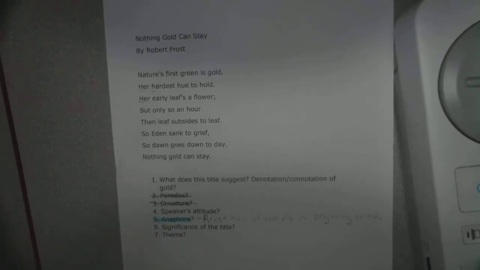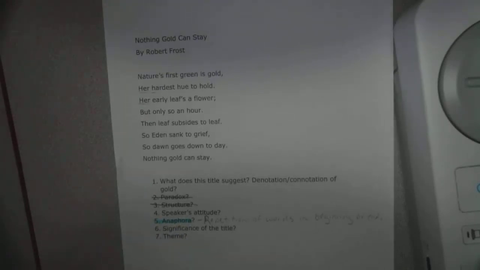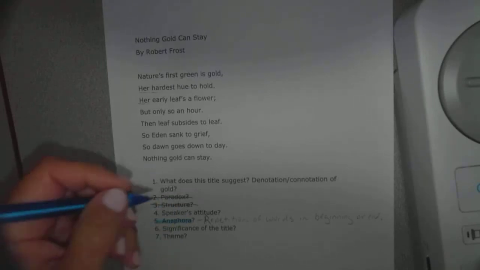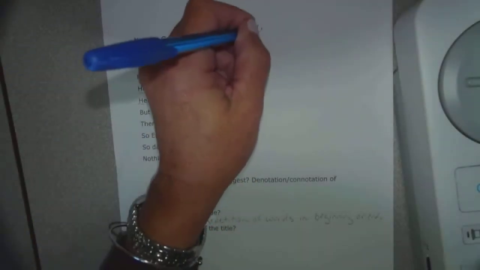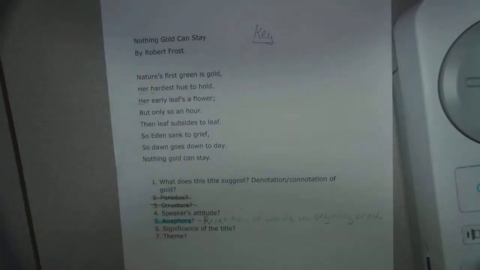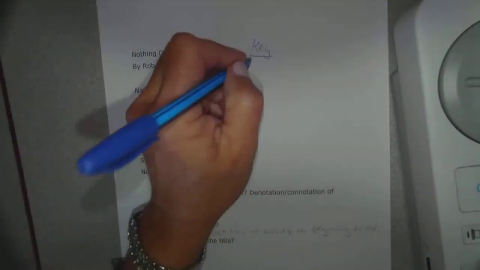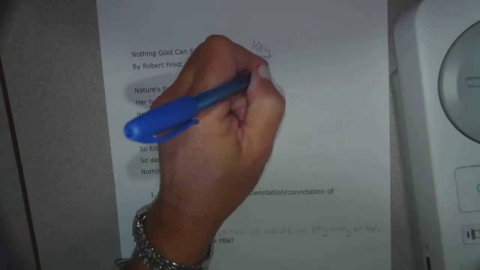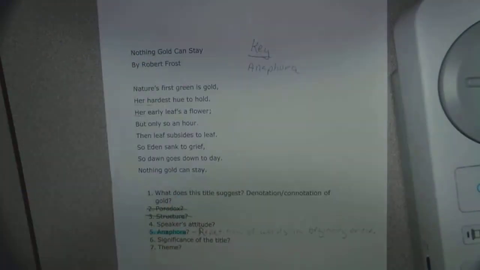So everybody pick your color. So we do our key. Before we even talk about the poem, I want us to do this. So you're going to make your key like we do, multiple colors. Okay, and so I'm going to put my anaphora up here, which we know I just did in blue.